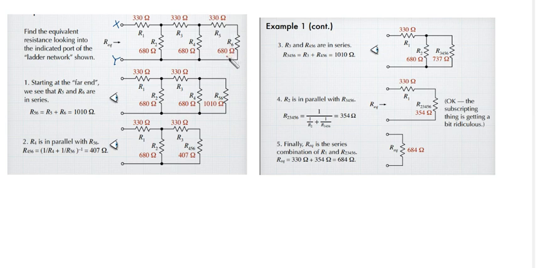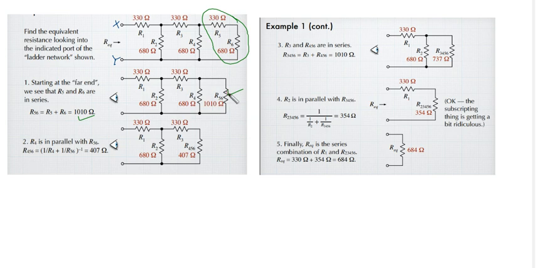All right. So we start at the far end. Starting at the far end, we see that R5 and R6 are in series. So we simply add them up. When we add them up, 330 plus 680 gives us 1010 ohms. So we have been able to deal with this. This has been reduced to a single resistance value, and that's what we're having here now. Are we together? So representing resistance from 5 and 6, R5,6.